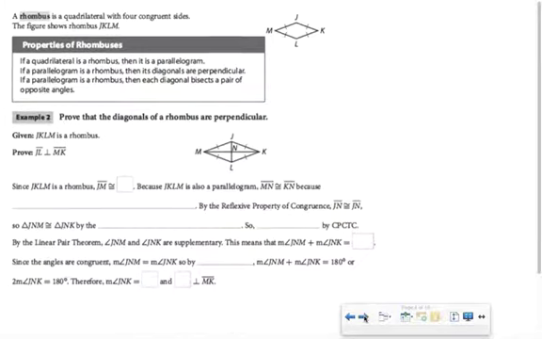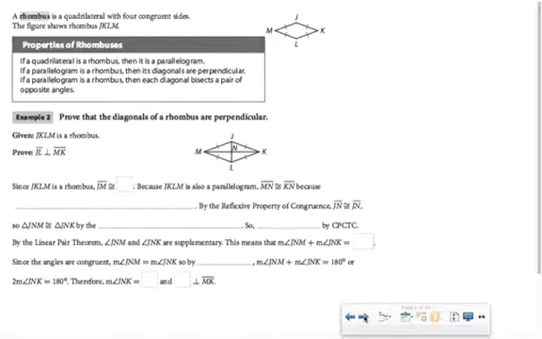Another kind of special parallelogram is a rhombus. It is a quadrilateral with 4 congruent sides. So notice the diagram on the right, all of those segments are marked congruent. If it's a rhombus, we know that it's also a parallelogram. So everything that's true about a parallelogram is also true about a rhombus. Notice that in that box labeled properties of parallelograms, there's 2 additional properties.